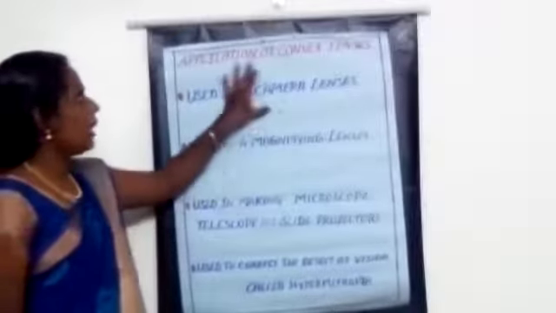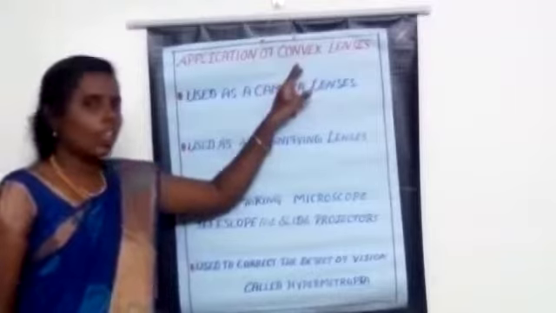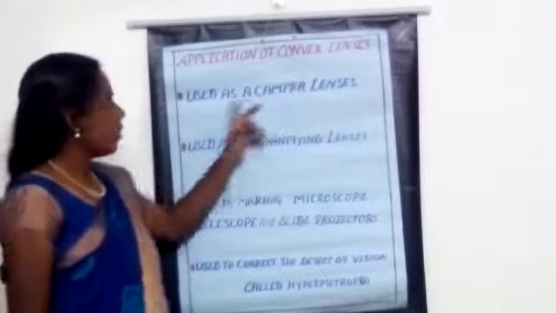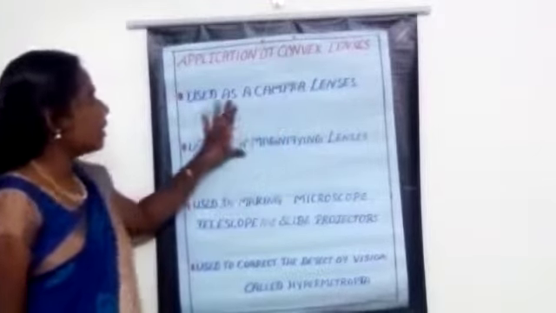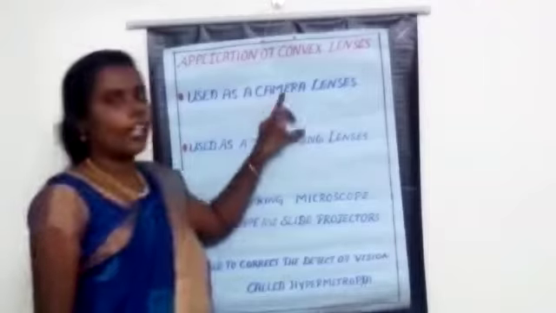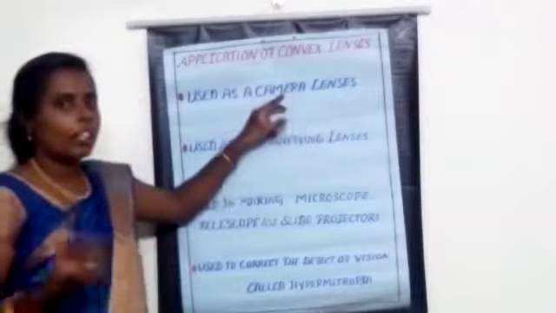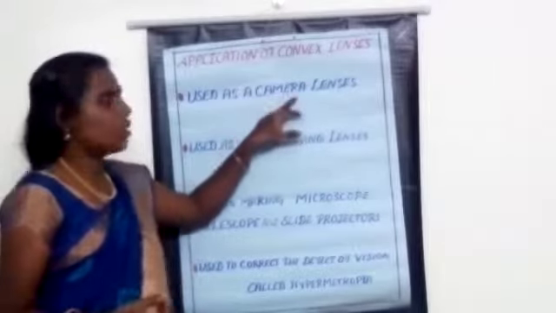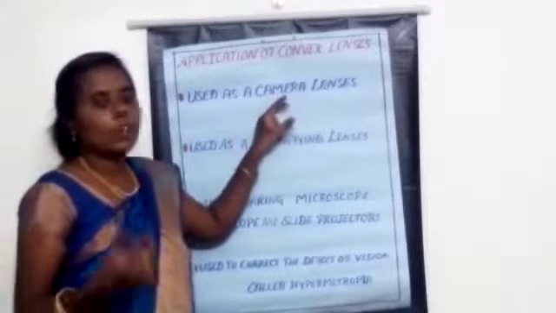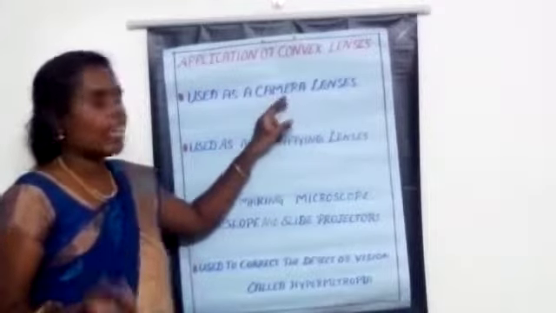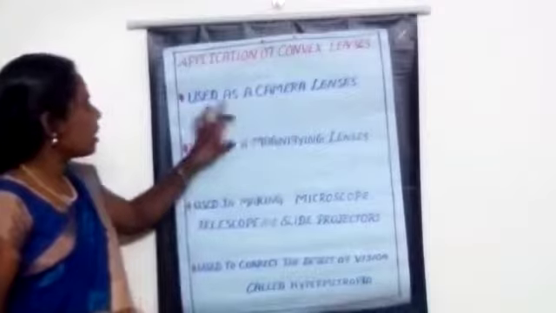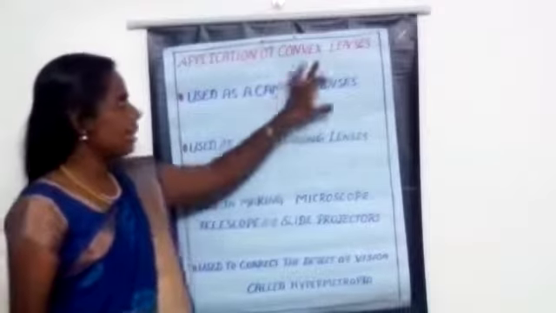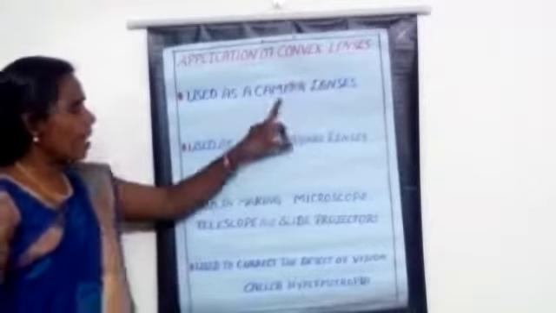Now we are going to learn the applications of convex and concave lenses. First, the applications of convex lens. What are the uses of convex lens? The first one is that the convex lens is used as camera lenses. You all know that in the camera there is a convex lens, because the convex lens forms real images. So it is used as camera lenses.